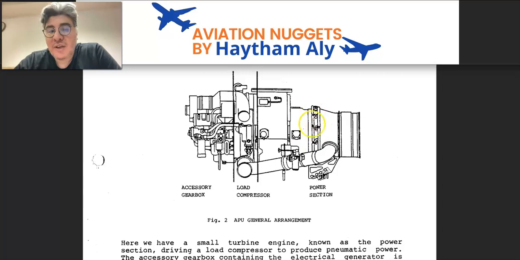The power section will provide mechanical shaft power to rotate the load compressor and the accessory gearbox. The load compressor is meant for bleed load demand, to supply bleed for air conditioning on ground or in flight, for engine start on ground, and maybe also for wing anti-ice. Okay, everybody, but normally the APU is not used for wing anti-ice. So bleed load demand is met thanks to the load compressor, and electrical demand thanks to the gearbox-mounted generator.